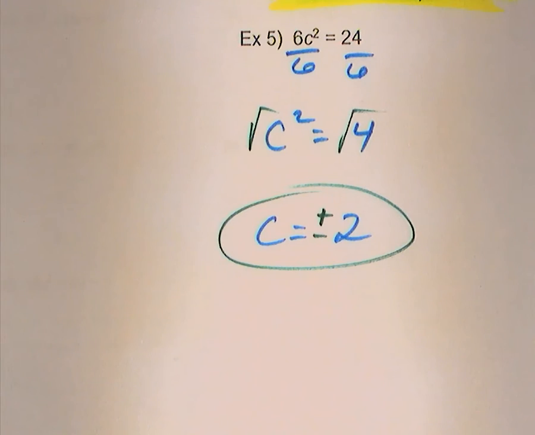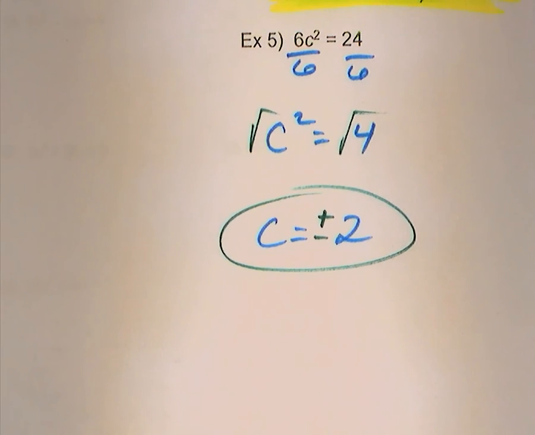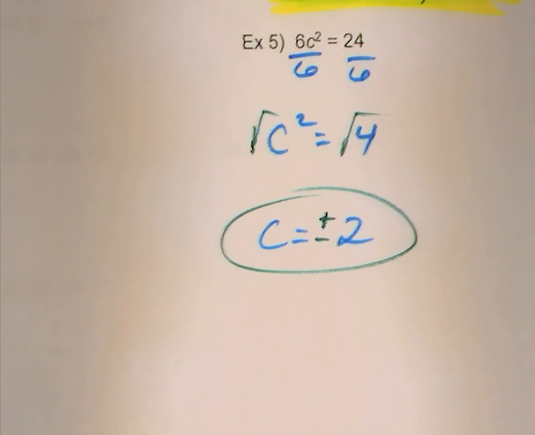So every answer you're going to get for these is going to be plus or minus, unless you square root a negative, and then it's no solution. We're just going to do basic, easy ones on this. Any questions back there? Do you always have to put that plus or minus sign? Yes, sir. There's always going to be 2 answers when you square root both sides. Yes, sir.